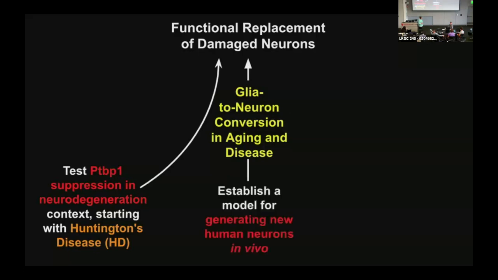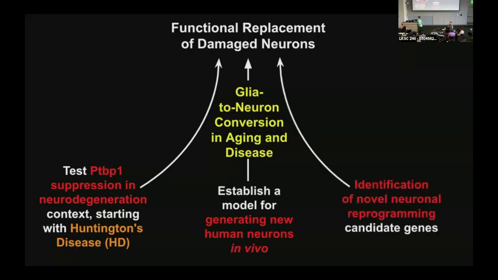I also want to study it in a human context. So I want to generate a model that we could then study conversion in human context. And I want to identify novel reprogramming factors using approaches that we heard here before, Perturb-seq and others, and use MERFISH as an output. And that's it.